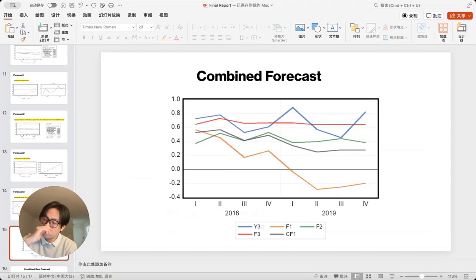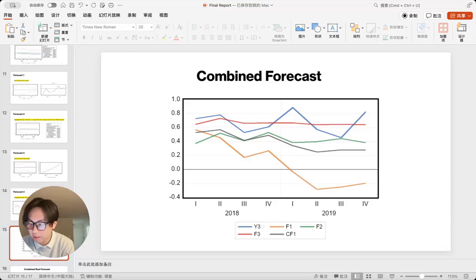And here's a plot with all the forecasts, the real data, and the combined forecast. From this plot, we can see that F3 tracks the overall level of Y3 most steadily, but reacts poorly to short-term fluctuations. While F2 captures direction better, it consistently underestimates the amplitude. And F1 performs the worst with large bias deviations.